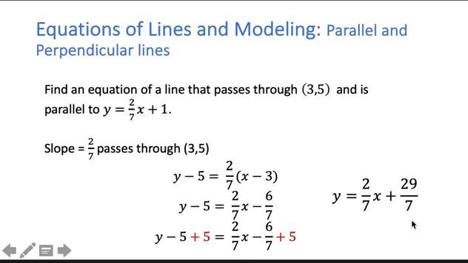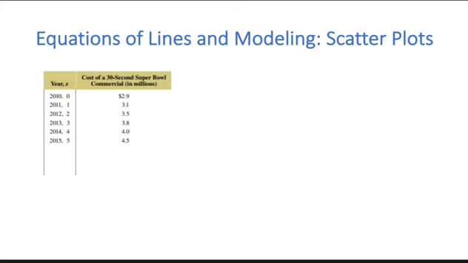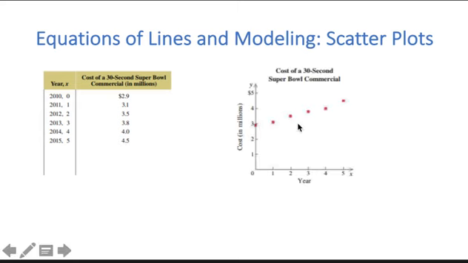All right. The last thing I want to do is talk about scatter plots, and we're just going to touch on this briefly. So if I'm given some data, for example, this is the year and the cost in millions of a Super Bowl commercial. In the year 2000, it cost $2.9 million, and in the year 2015, it cost $4.5 million. If we were going to plot those on the x and y coordinate system, the dots would look something like this.